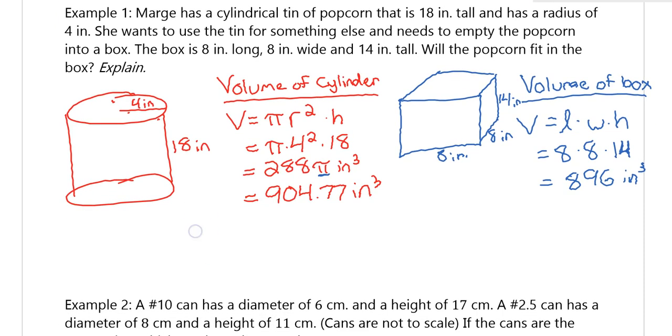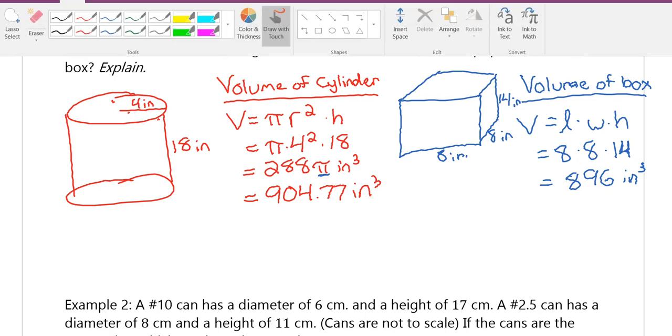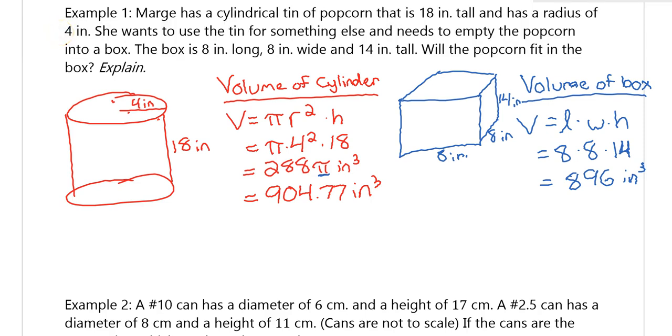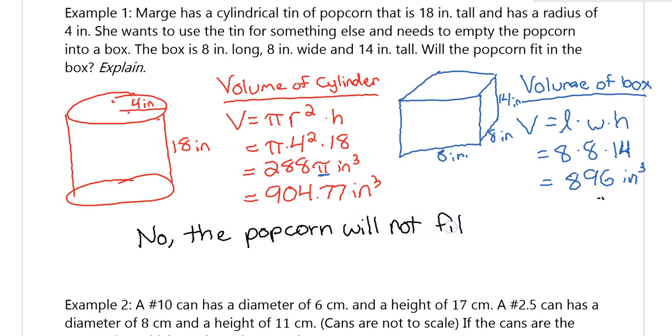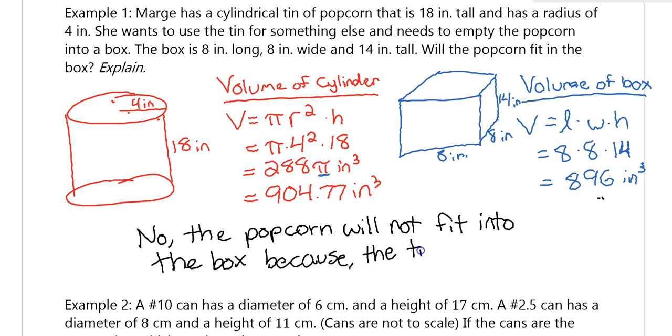So now, which one of these holds more popcorn? Well, my cylinder holds 904 inches cubed of popcorn. My box only holds 896. It's just short of being big enough. So, no. The popcorn will not fit into the box, because the tin is bigger.